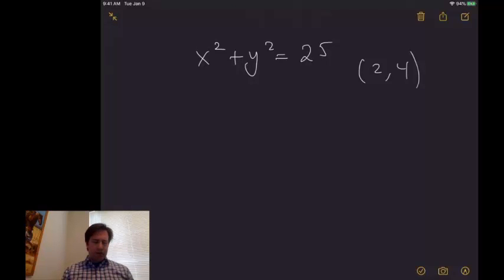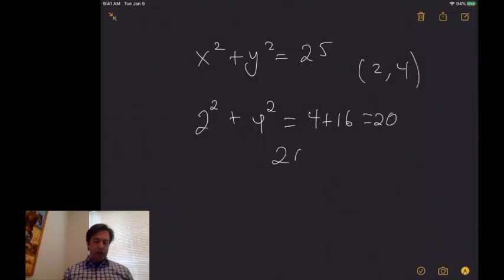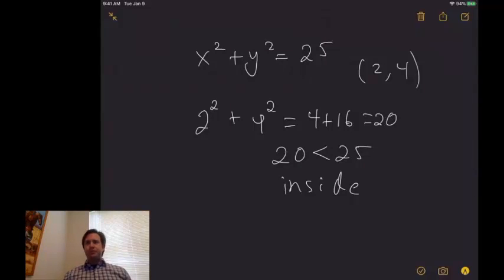If we plug in 2 for x and 4 for y, what does that equal? Well, that's 4 plus 16, which is 20. And 20 is less than 25, which means our point 2, 4 is inside the circle. So that's something you can do.